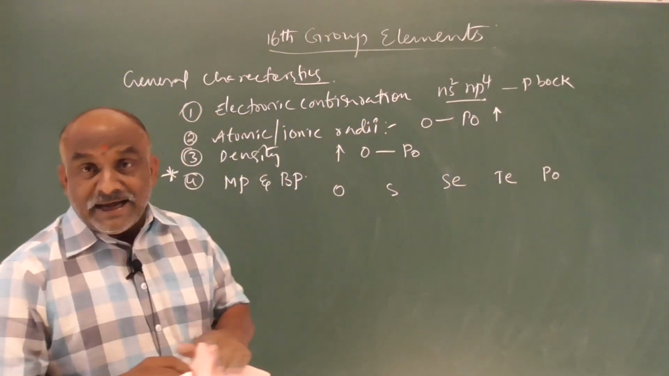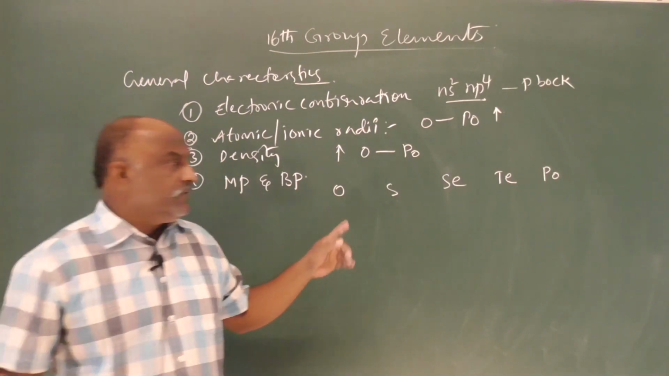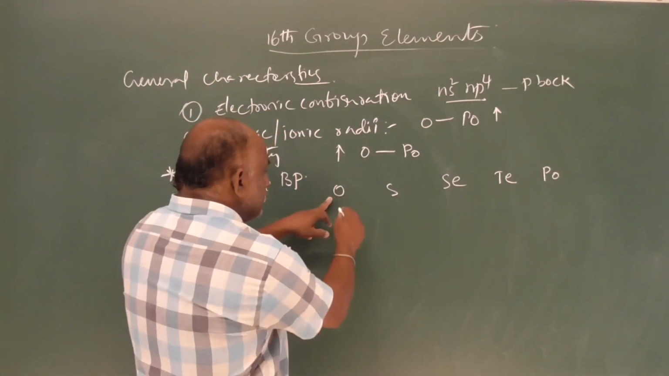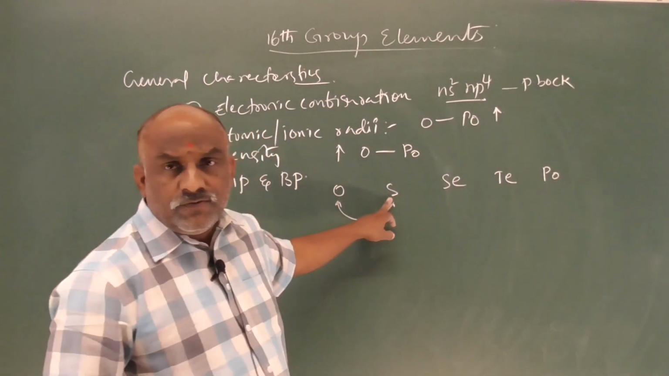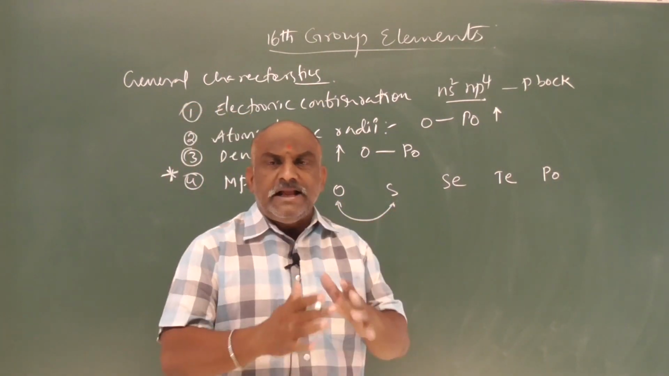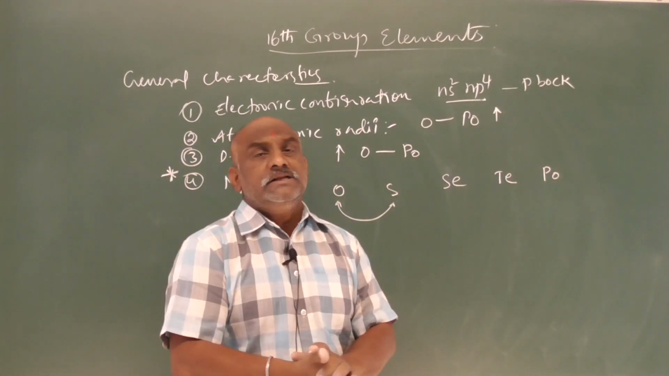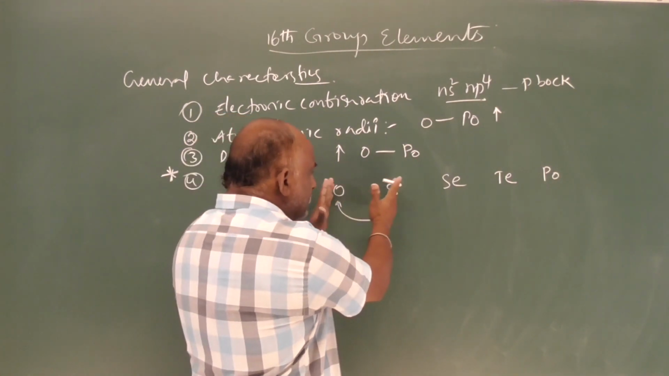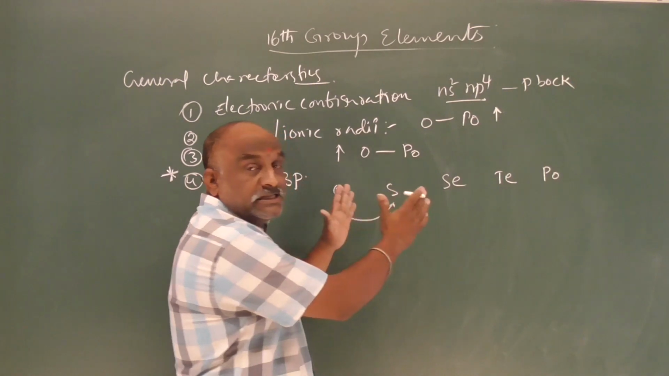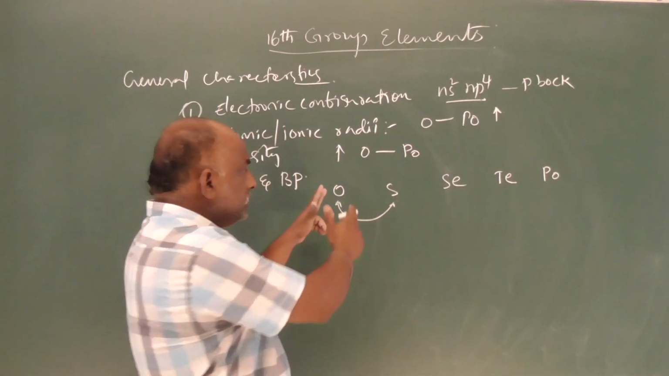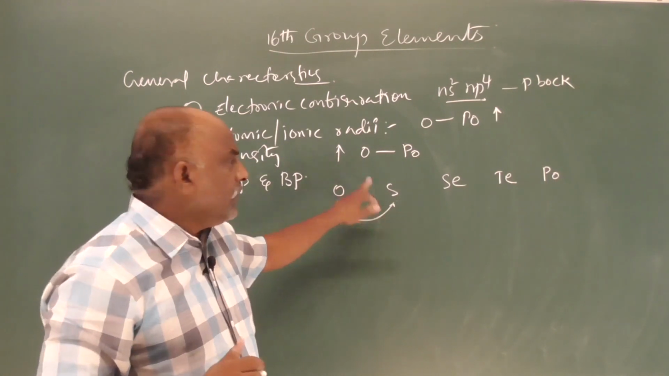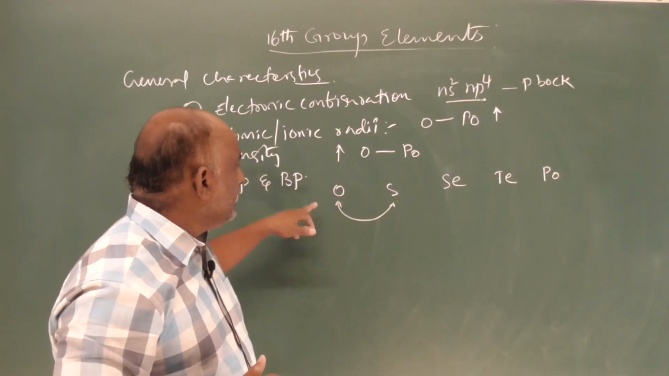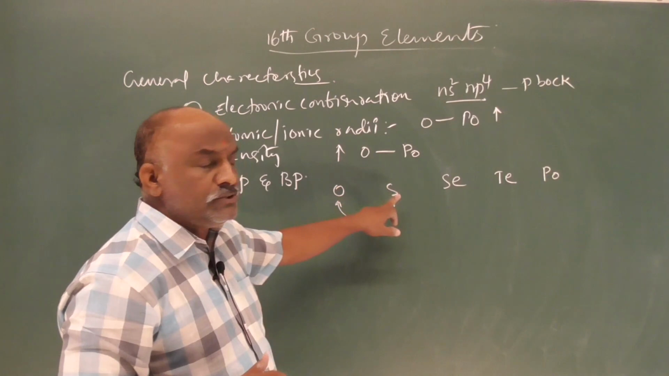So, what trend did you observe in this one? What will be the trend here? From oxygen to sulfur, the melting point suddenly increases. Suddenly means a large gap takes place between these two. That point you have to notice. This was very important. Why does the melting point increase suddenly from oxygen to sulfur?